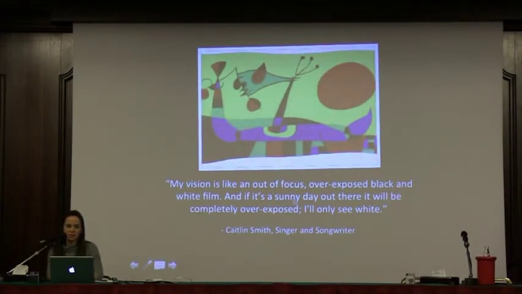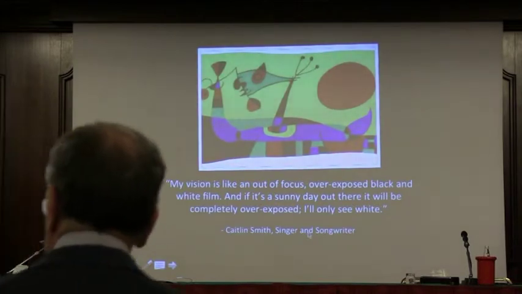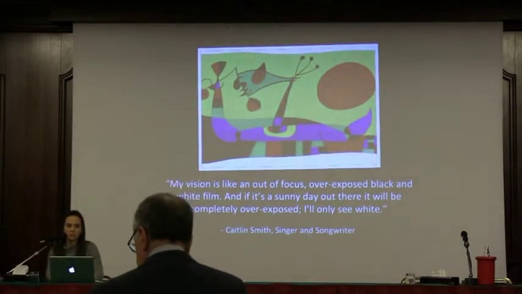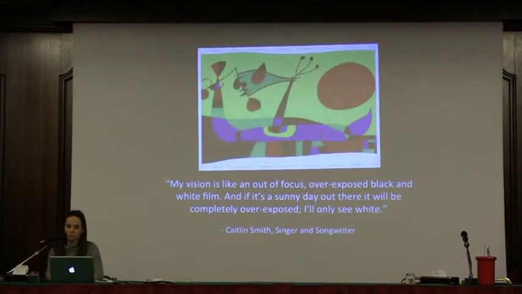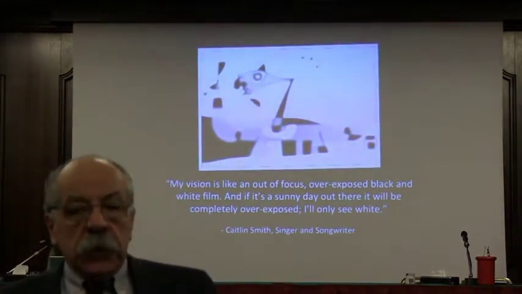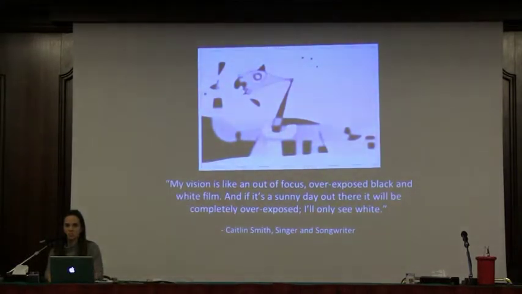This was written by Caitlin Smith, who is a singer and songwriter, and she is also suffering from achromatopsia. She's from Canada. If we want to imagine how achromatopsia patients see, we see this picture. We don't really see sharp images, so the visual acuity, the resolution is bad. Everything is black and white or different shades of gray, and the total picture is overexposed, so we cannot really see the details.